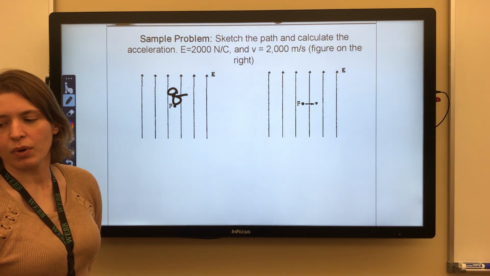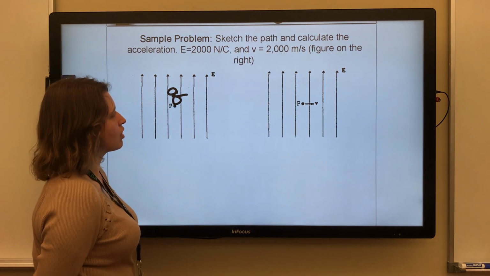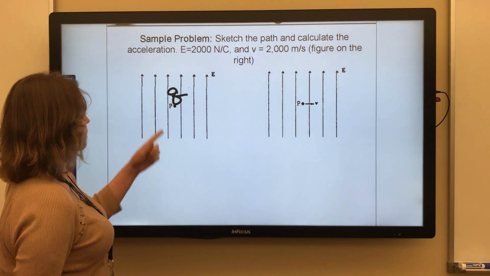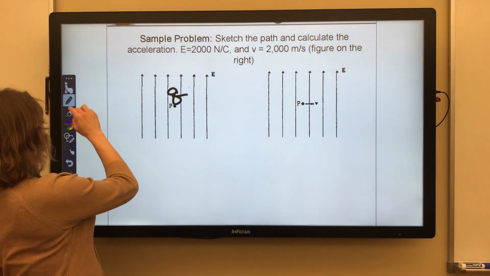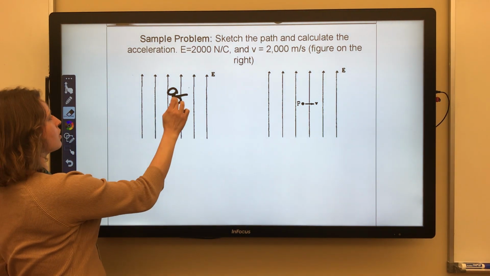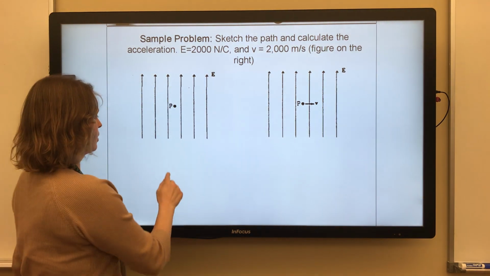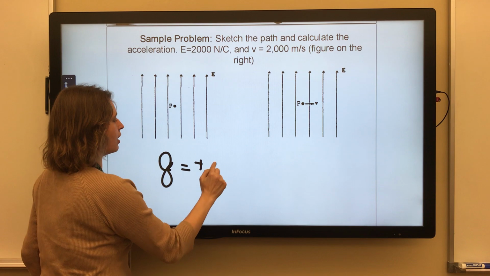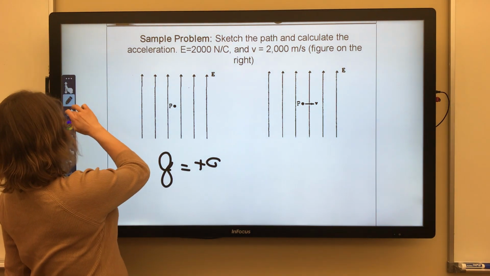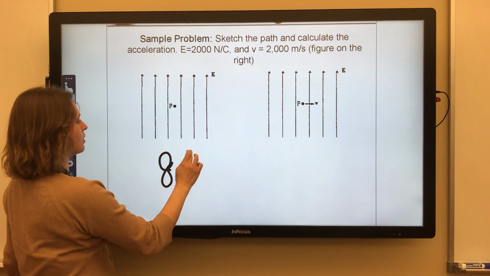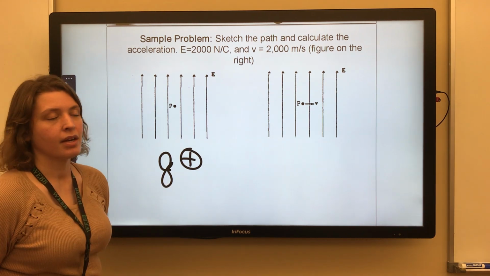And we're going to think about what's going to happen to this charged particle in these different scenarios. So here I've got a particle, it's stationary, it has a charge of Q on it, and the electric field is directed that way. So let's say the charge is positive as well. That might be worth noting.